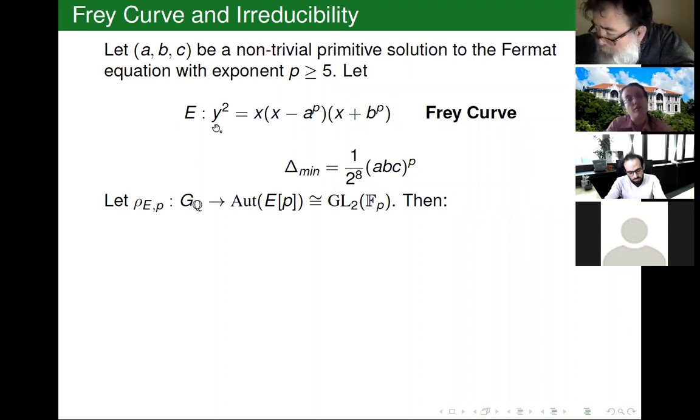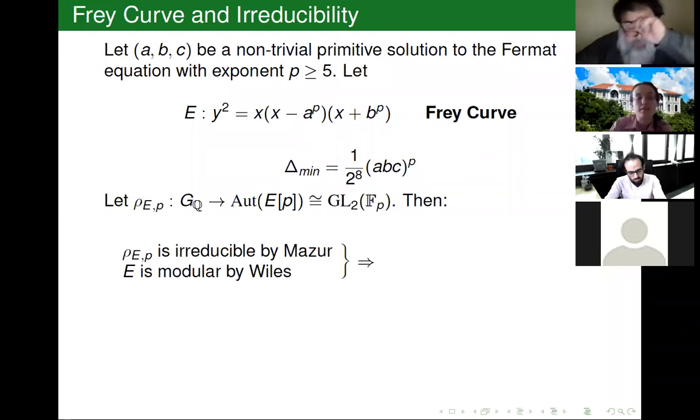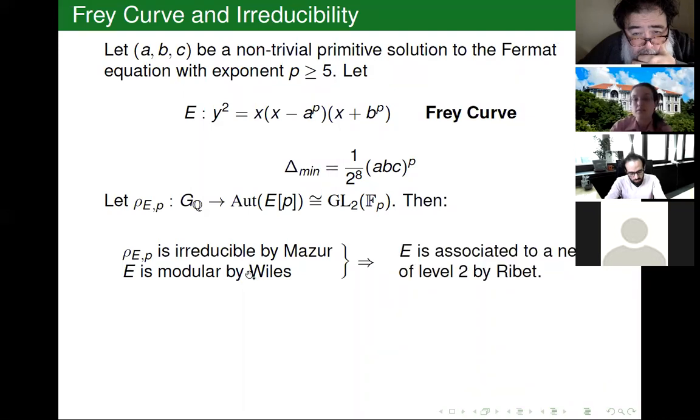Anyway, so we have this Frey curve, and then we look at its Galois representation. And we can apply Mazur's theorem and conclude that this representation is irreducible. And then we can also apply the big result of Wiles and conclude that E is modular. Together with these two, we can apply Ribet's theorem and say that this Frey curve is associated to a new form of level 2.